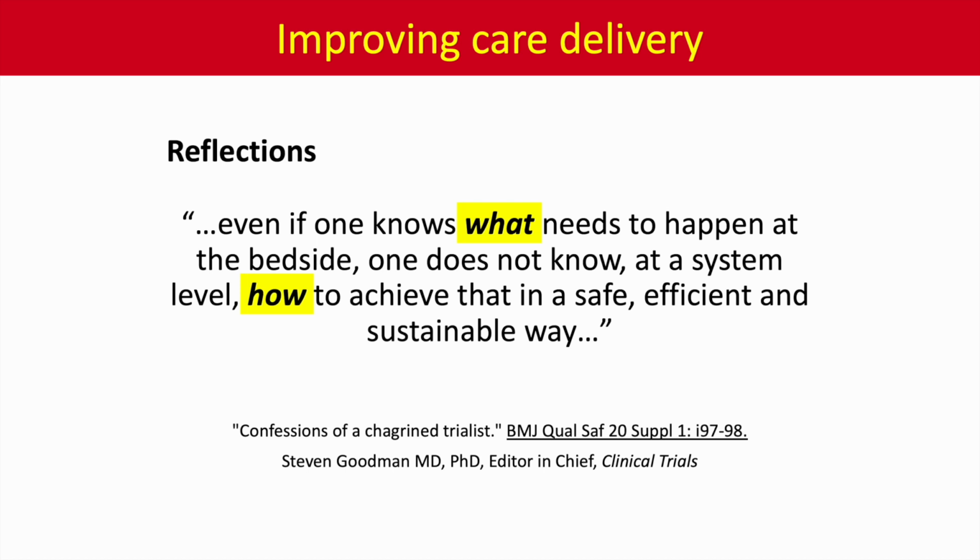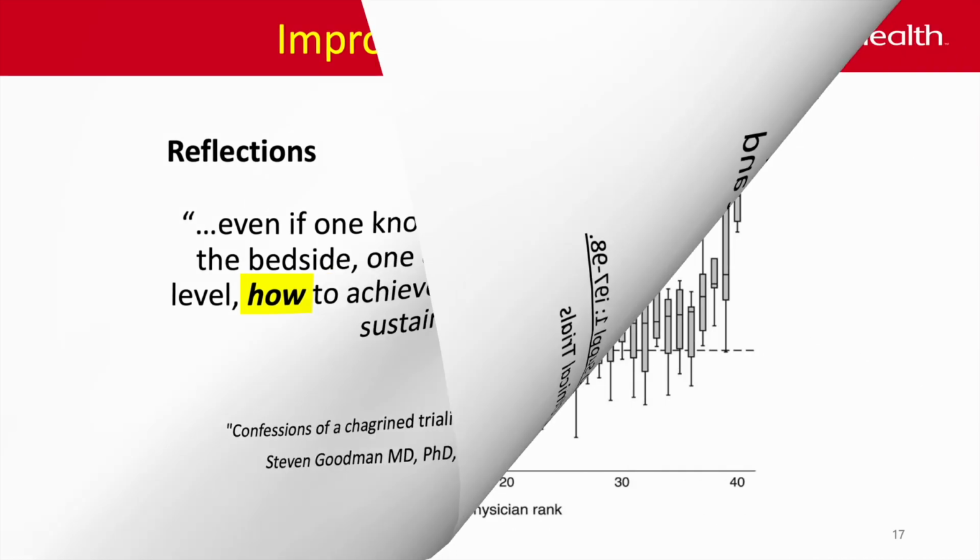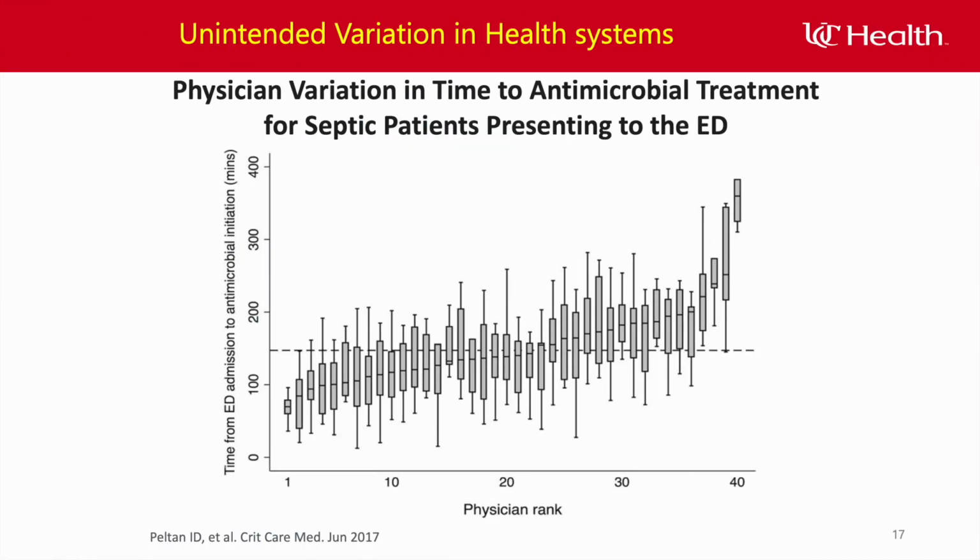Effective care is not reliably delivered, and our systems are plagued with an enormous amount of unintended variations. Unintended variations would be places where patients end up getting different types of care not because of their disease condition, rather the system in place. So let's take this example.